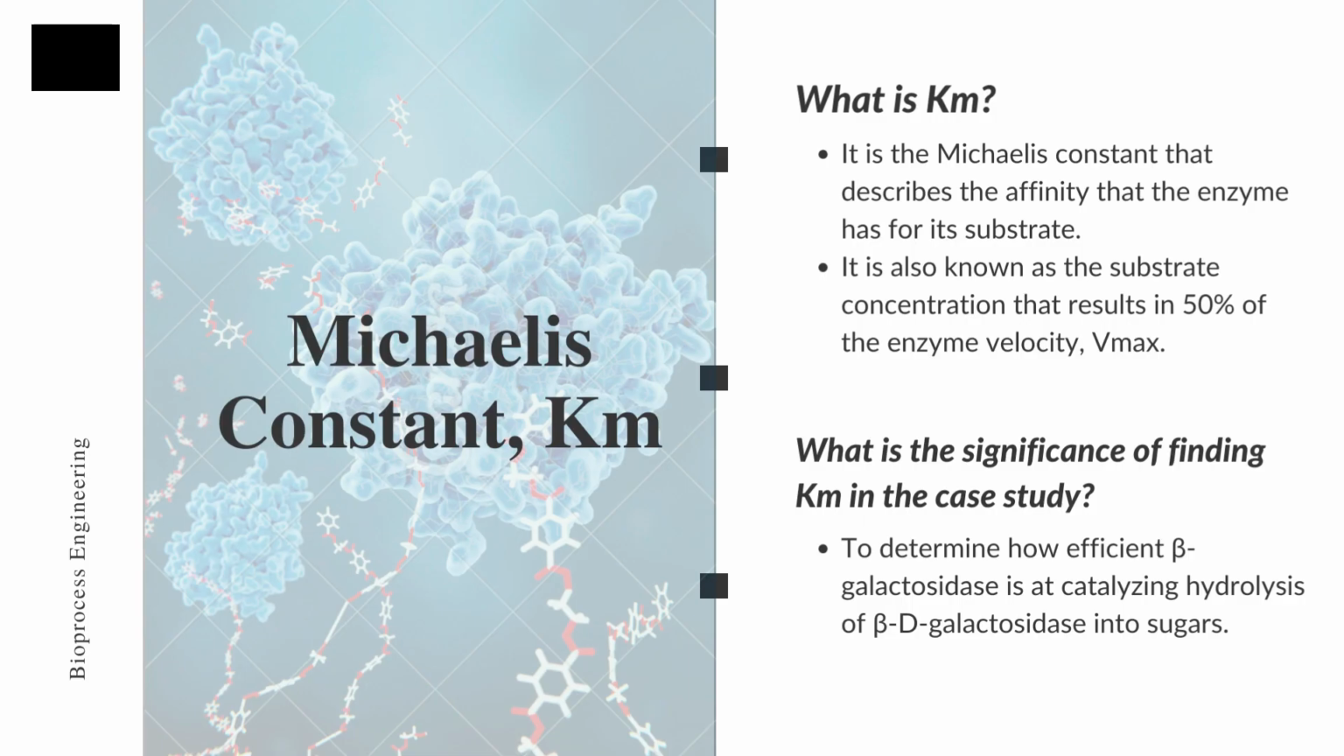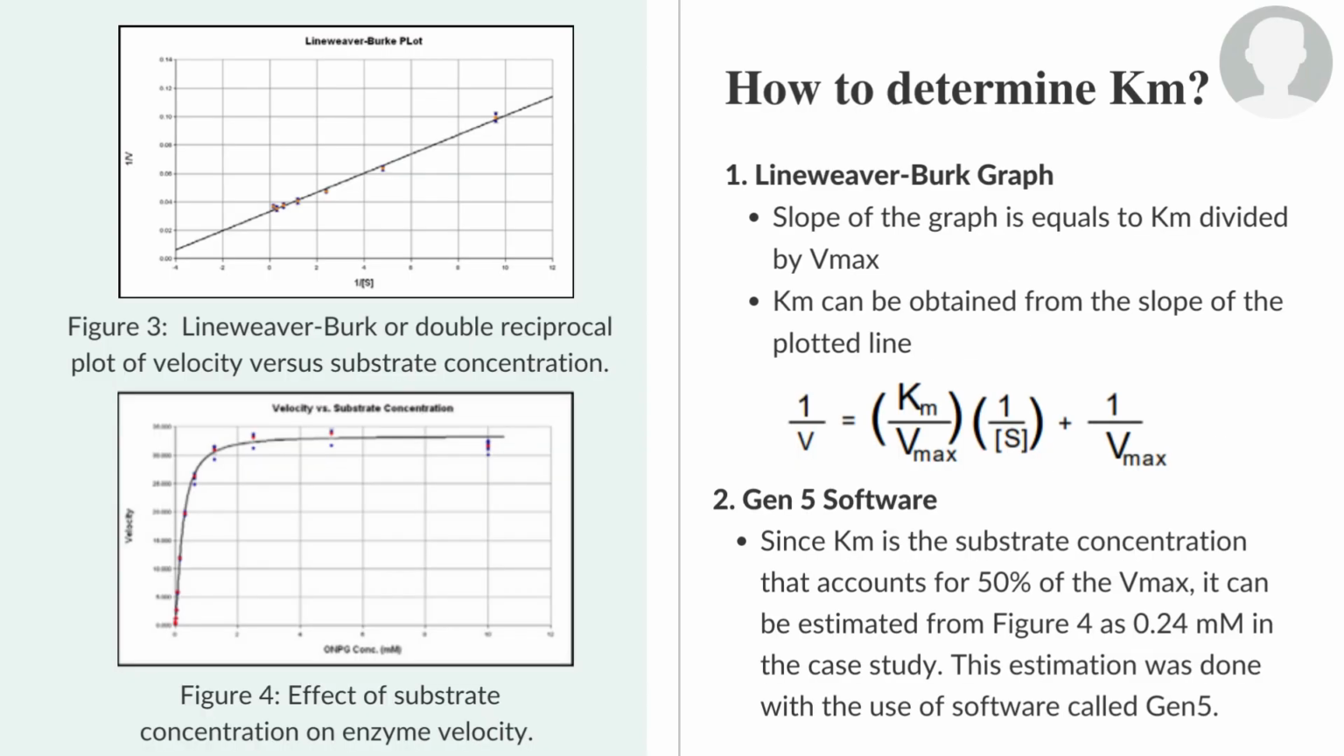The Michaelis constant describes the affinity that the enzyme has for its substrate. It is also known as the substrate concentration that results in 50% of the enzyme velocity. In this case study, the significance of Km is to determine how efficient beta-galactosidase is at catalyzing the hydrolysis of beta-D-galactoside into sugars. Based on the case study, there are two different methods that can be used to determine the Km. Firstly, using the Lineweaver plot, and the second method is using the Gen5 software.